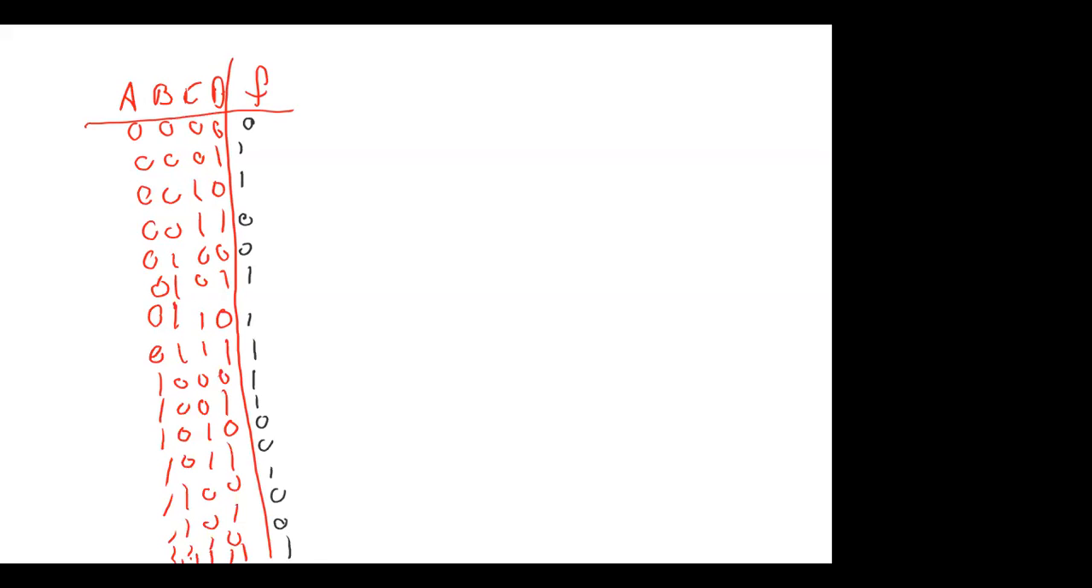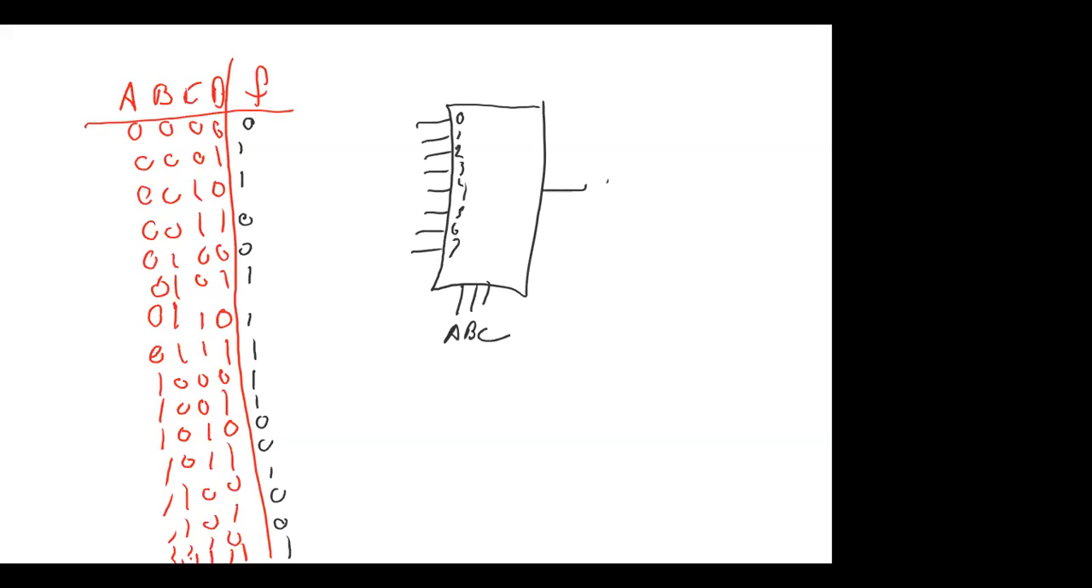And now I'm going to give you a bigger multiplexer. I want to go and make an 8-to-1. 0, 1, 2, 3. With inputs A, B, and C to an output called F.